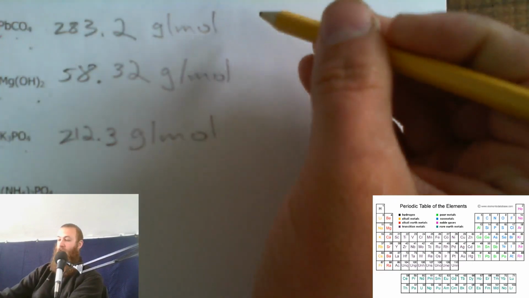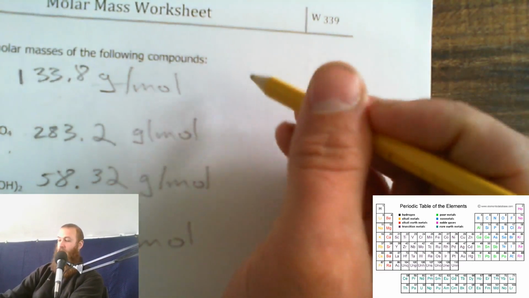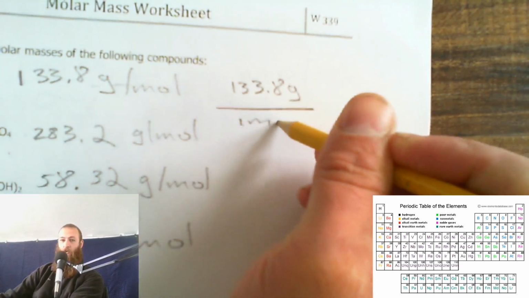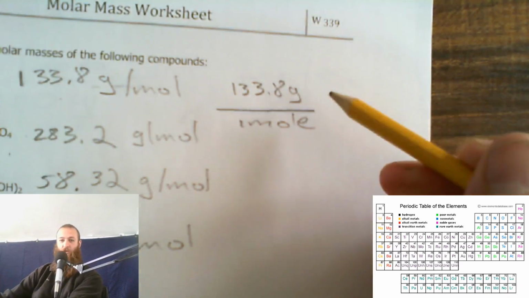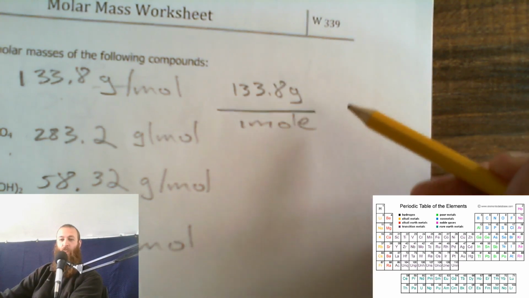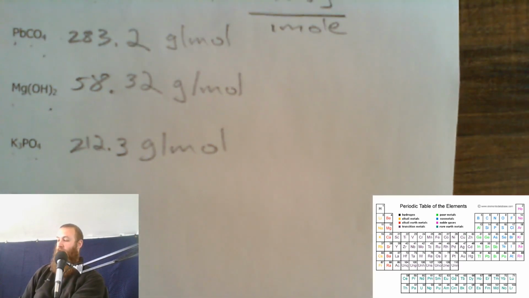So that's another way of saying, let's take this first one here. It's the same thing as saying 133.8 grams for every 1 mole. And there's your conversion factor. You can flip this around, write the mole up top, write the grams on the bottom, whatever you got to do. So those are the answers to the first 4.